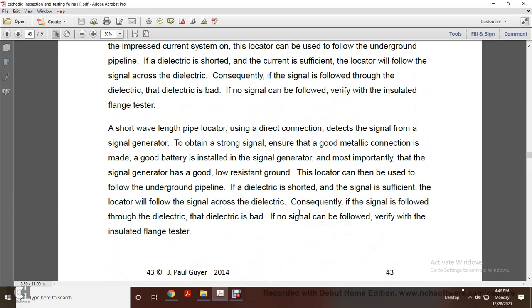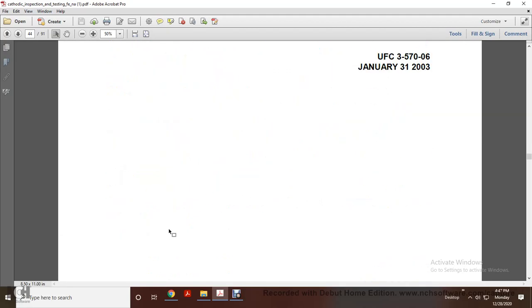To obtain a signal from the signal generator, ensure a good metallic connection is made and the signal generator has a good battery. Most important is that the signal generator has a good low resistance ground. The locator can then be used to follow the underground pipeline. With a dielectric short and sufficient signal, the locator will follow the signal across the dielectric. Consequently, if the signal is followed through a dielectric, the dielectric is bad. If there is no signal to follow, verify with the insulated flange tester.